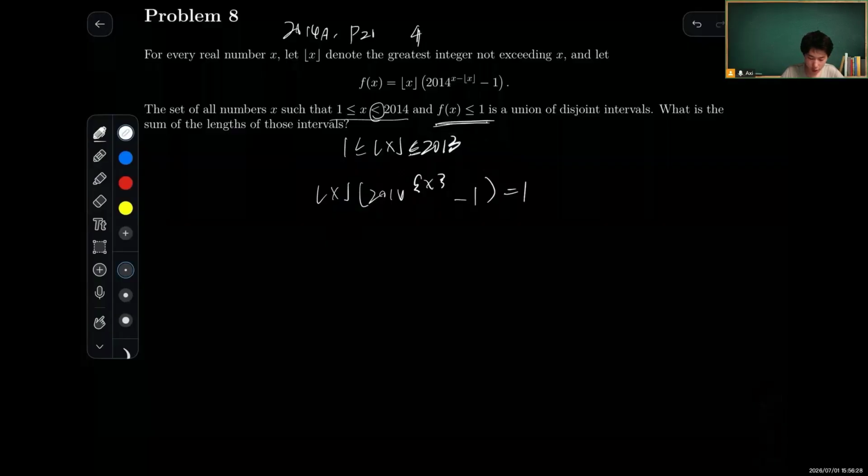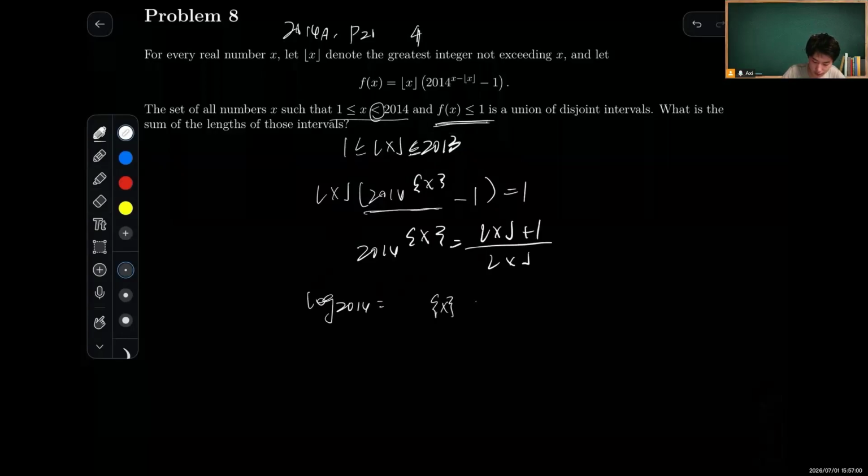Since we really want to apply the logarithm to this part of the equation, I think it's natural to first do some manipulation, and we will gain the following expression. And then now we can take the logarithm base 2014 to both sides. The result would be the decimal part of x is then equal to log 2014 of floor of x plus 1 divided by floor of x. When we return everything back, we replace this with x minus floor of x, and then we can also replace the equal sign with the less than or equal to sign.